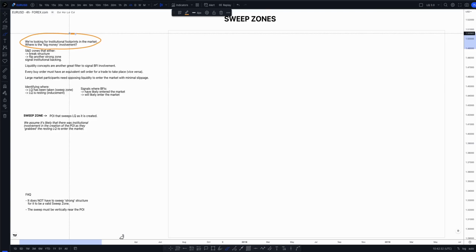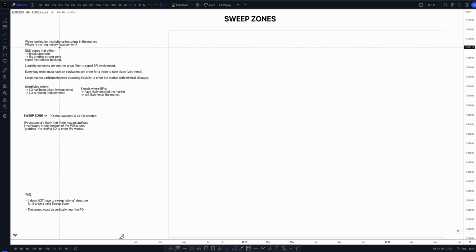Okay, so where was the big money involvement? It's a bit of an oversimplification when I say the big money involvement, but it's just an easy way, I think, to hold on to what it is we're trying to do here, right? We're trying to look for where the big guys got involved. I want to be trading with them rather than against them, quote unquote.